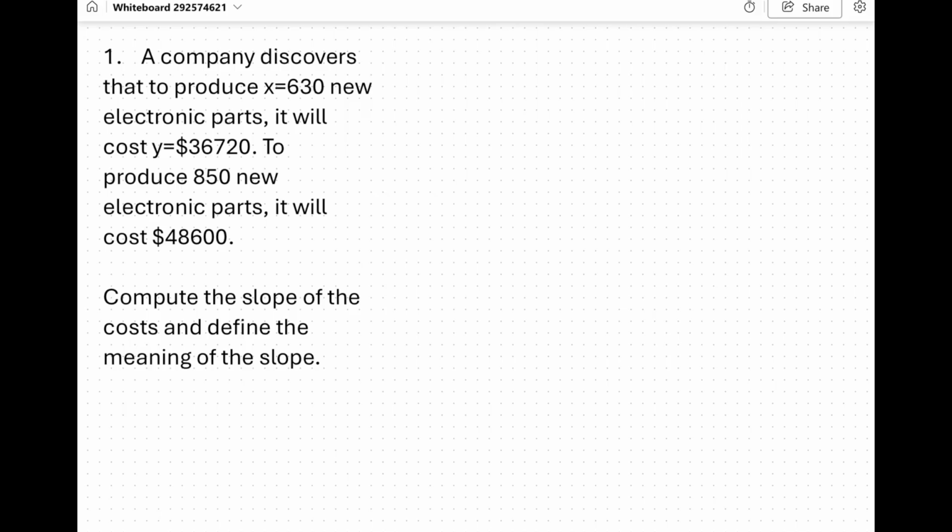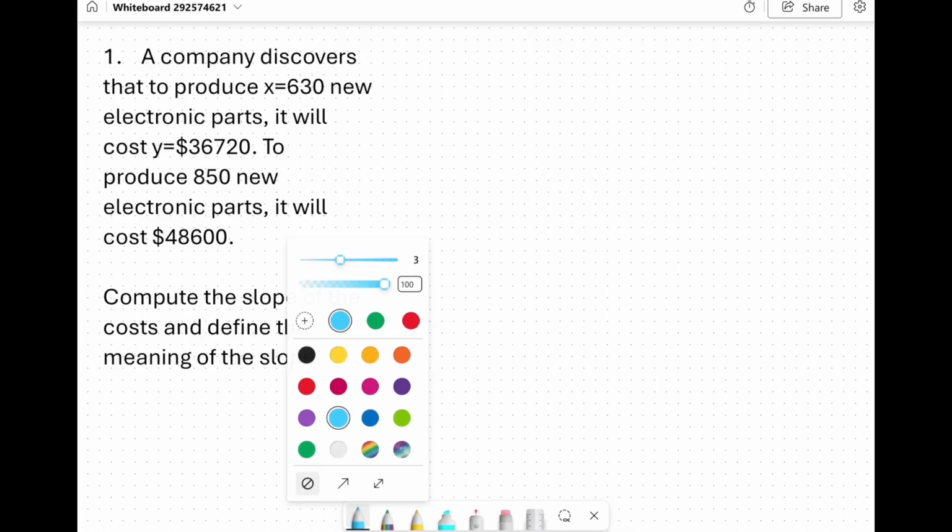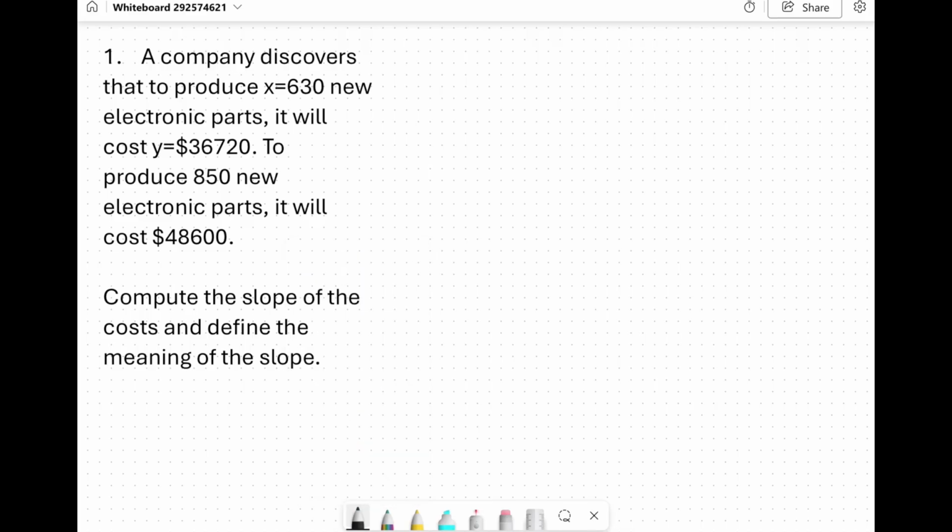So here's the word problem. A company discovers that to produce 630 new electronic parts, it will cost $36,720. To produce 850 new electronic parts, it will cost $48,600. So what is the slope and what is the meaning of that slope? Well, essentially what this problem gives you here is 2 points. And it actually says x is 630 and y is 36,720, and that will be your first point.